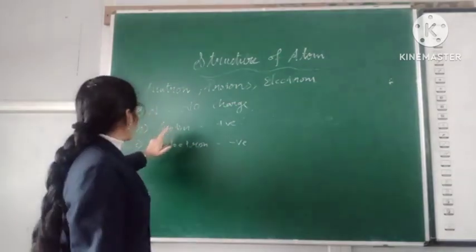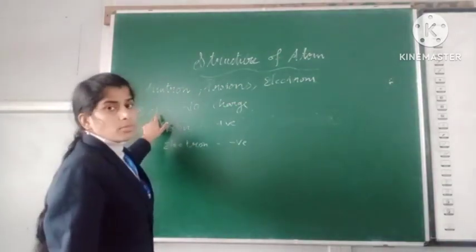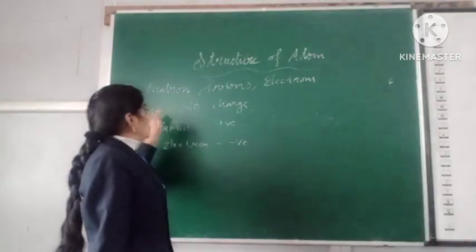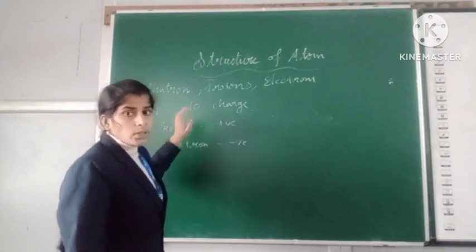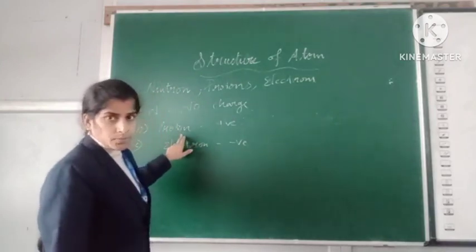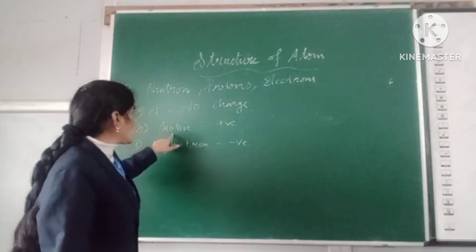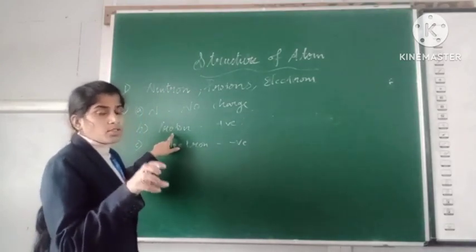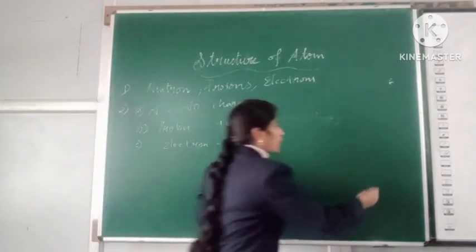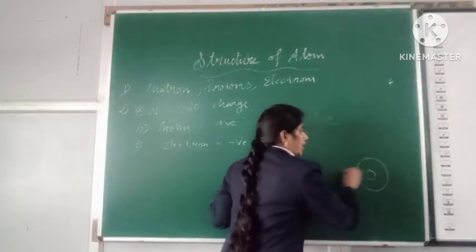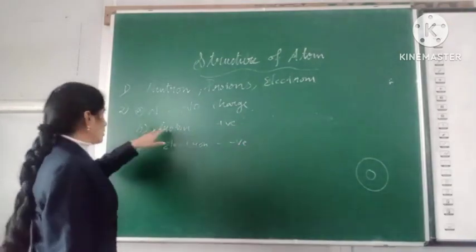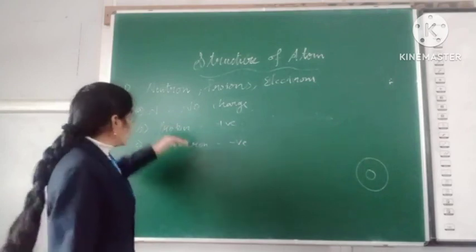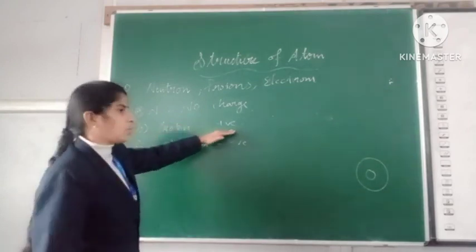Second, the neutron has no charge. Neutron mass is equal to the mass of the proton. The massive subatomic particles are placed at the core of the atom. So neutron and proton both have equal mass.